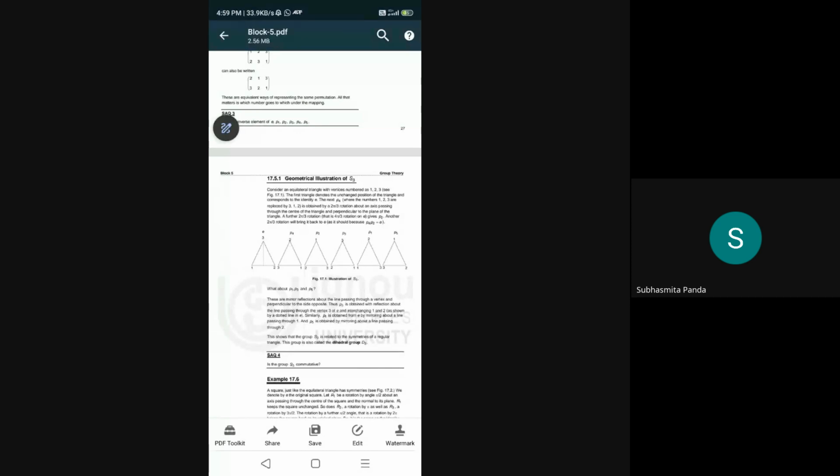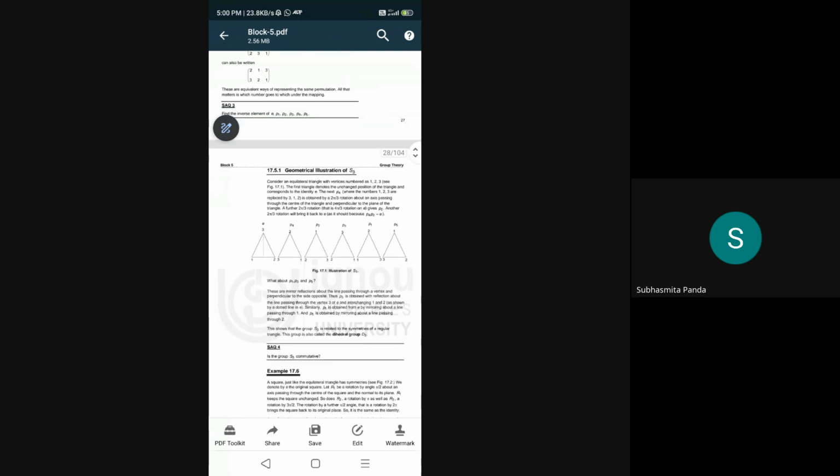Then the S3 group and its geometrical illustration. Consider an equilateral triangle with vertices numbered 1, 2, 3. The first triangle denotes the unchanged position of the triangle and corresponds to the identity, small e. The next, P4, is obtained by a 2 pi by 3 rotation about an axis passing through the center of the triangle and perpendicular to the plane of the triangle. A further 2 pi by 3 rotation, that is 4 pi by 3 rotation on e, gives P2. Another 2 pi by 3 rotation will bring it back to e. You can see it on the screen as figure 17.1.